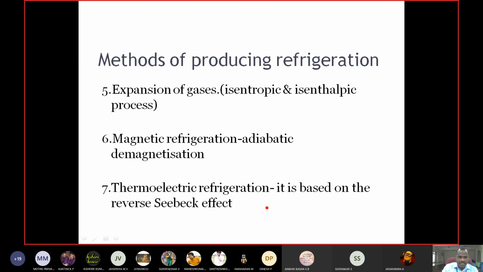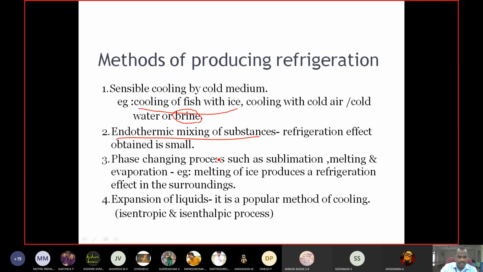Then there is another method, thermoelectric refrigeration. It is based on the Seebeck effect. So we need not discuss much on this. So we are just going to look at the endothermic mixes, these phase changing processes, right?